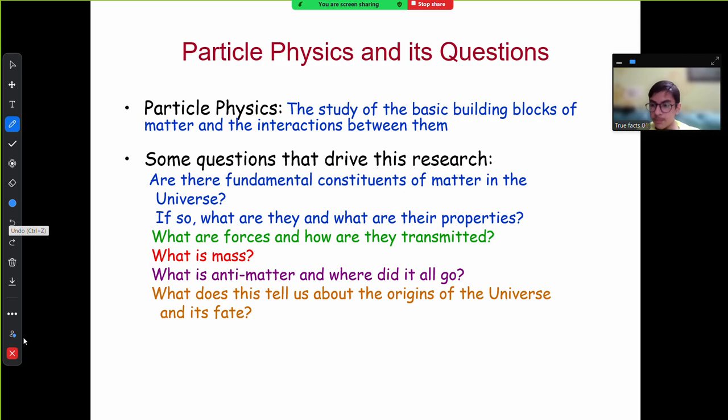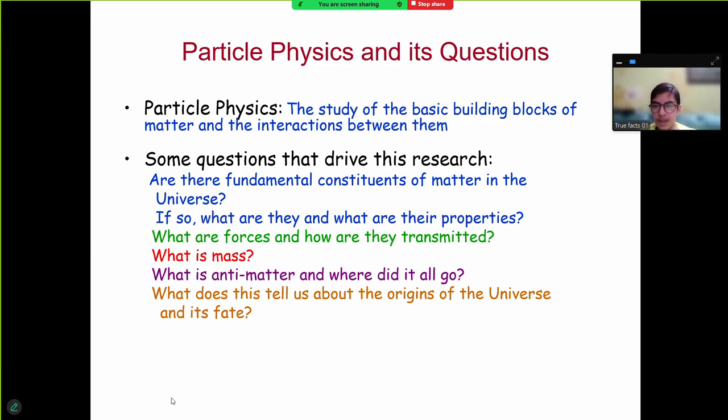Okay, so now let's move on to some questions. Are there fundamental constituents of matter in the universe? If so, what are they and what are their properties? What are forces and how are they transmitted? What is mass? What is antimatter, and where did it all go? And what does this tell us about the origins of the universe and its fate? So these are some questions that drive this research.